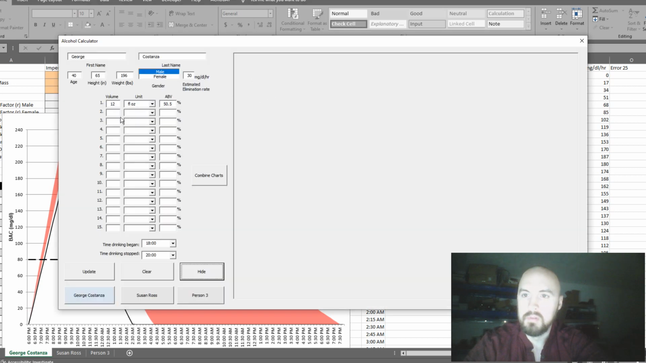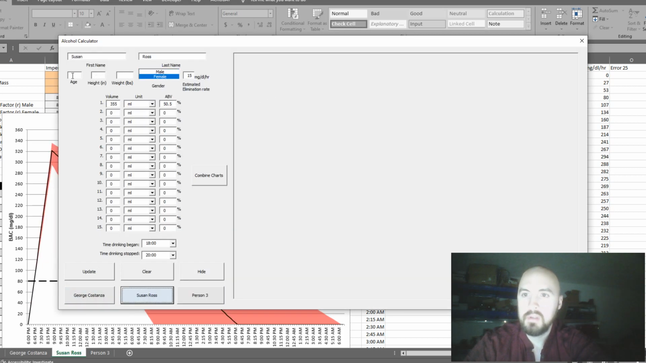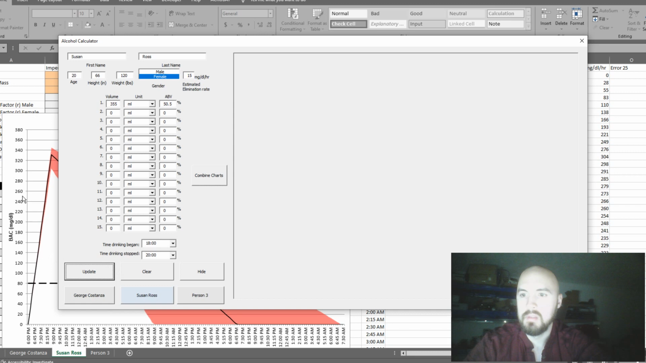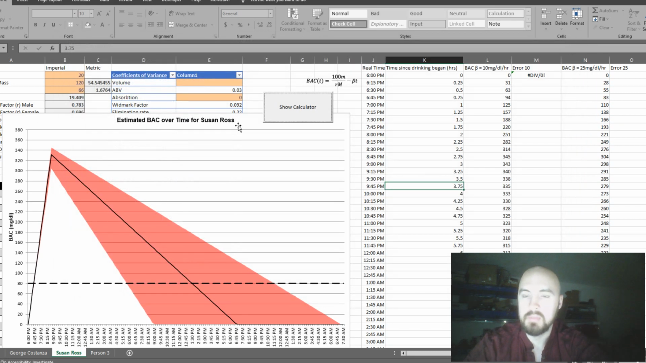So if we want to do the same for Susan Ross, we put in her age as 20, I believe she was 66 inches and 120 pounds, and 15 milligram per deciliter per hour. Make sure you hit female because it changes it a little bit. This one has already converted from fluid ounces to milliliters. This is just a byproduct of how I wrote the code. And we hit update, and you can see the background changed a little bit. So now it's the estimated blood alcohol concentration over time for Susan Ross.